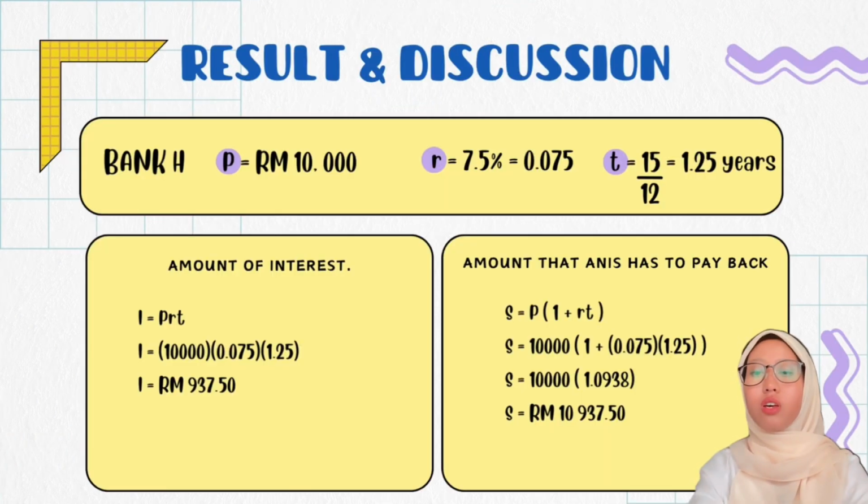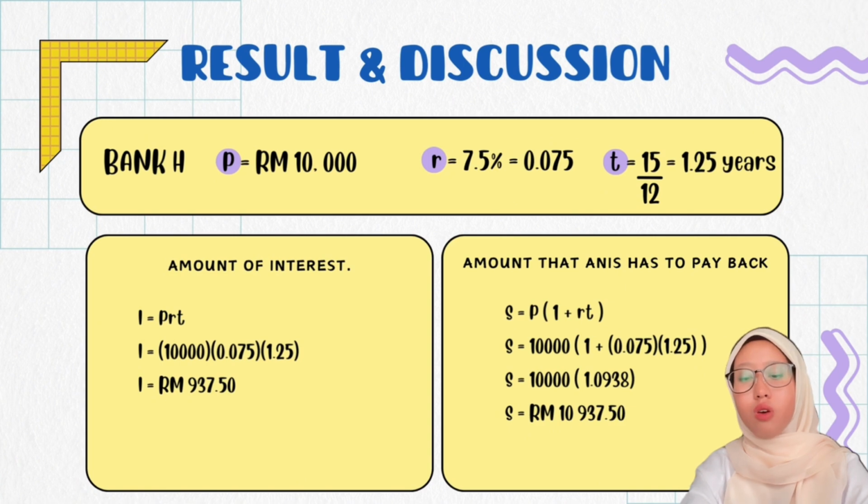So now, I will discuss Bank H first. To get the amount of interest, we use I equal to PRT. So, we have to find I and then substitute the values of P, R, and T. 10,000 multiplied by 0.075 and also multiplied by 1.25. So, we get the answer, which is RM937 and 50 cents.